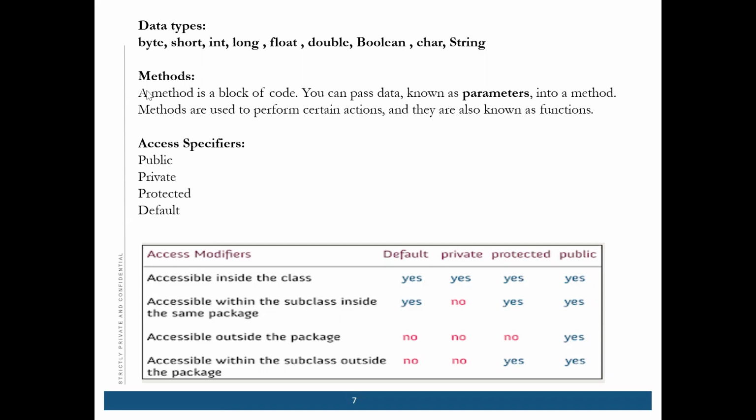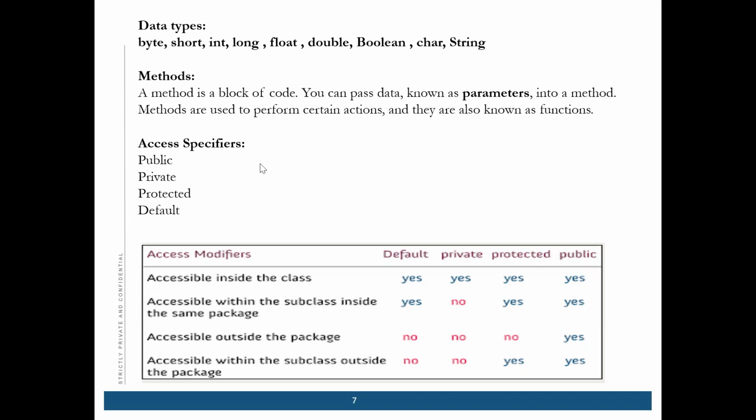Okay. Moving on, methods. A method is a block of code. You can pass data known as parameters, and a method also performs certain actions. If it is an add method, you can do addition of two numbers, or multiplication, or any function. That is also known as a function. In C++ you say function, and in Java it is called a method.